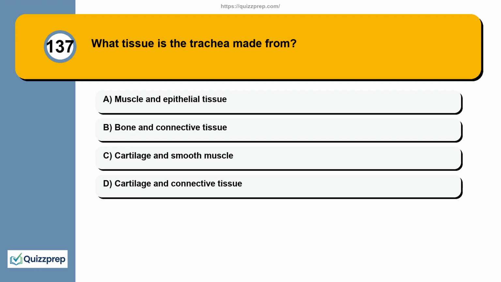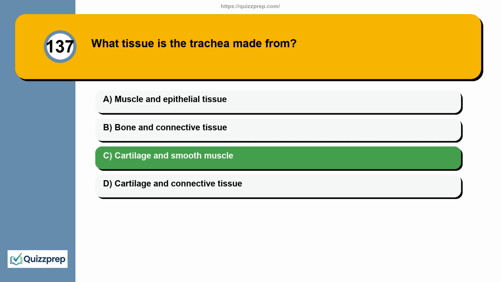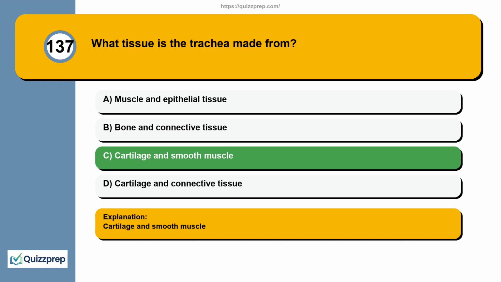Question 137. What tissue is the trachea made from? Option A, muscle and epithelial tissue. Option B, bone and connective tissue. Option C, cartilage and smooth muscle. Option D, cartilage and connective tissue. The correct answer is option C, cartilage and smooth muscle.